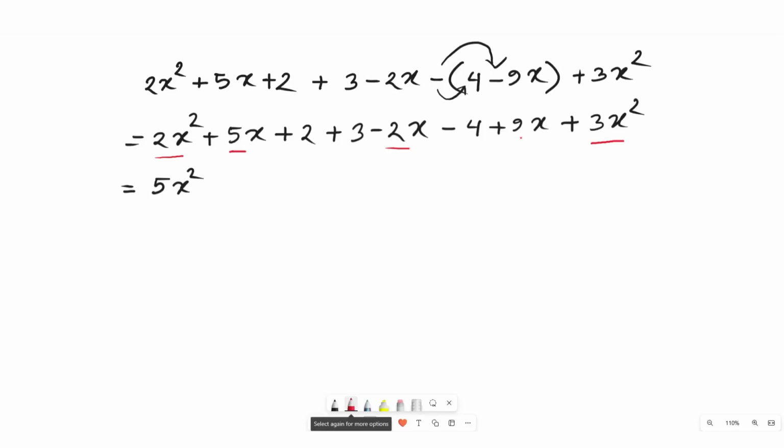Then 5x, minus 2x and plus 9x are like terms. Now if we combine these terms, we'll get plus 12x. And now if we combine the numbers, plus 2 plus 3 minus 4, we'll get plus 1. So our answer is 5x squared plus 12x plus 1. And that is our answer.